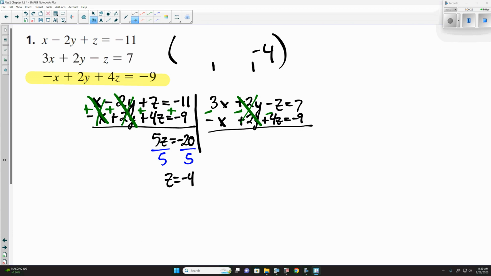Let's see what happens to the rest of the variables. 3x minus negative x. The negative and negative would make a plus. So 3x plus x is 4x. Okay. 2y minus 2y is indeed 0. Lastly, z, negative z minus 4z, negative 5z. Negative 1 minus 4. And lastly, 7 minus negative 9. Negative and negative make a plus, which would indeed give us 16.